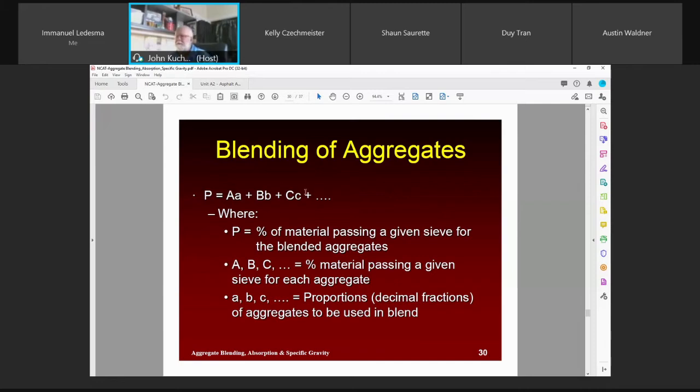So here's 3 aggregates. Supposedly this works for 4, 5, but when you get into 4 or 5 aggregates, you've got more than one unknown. So your math is a little bit trickier. I haven't had time to play around with trying to do a 4 aggregate blend by calculation. Is that ambiguous?